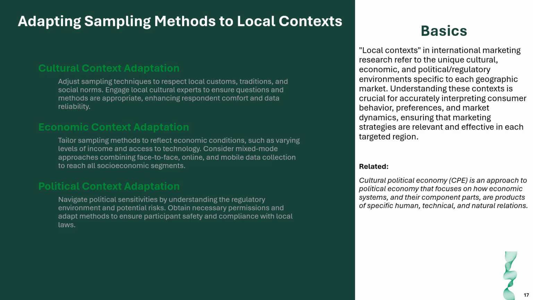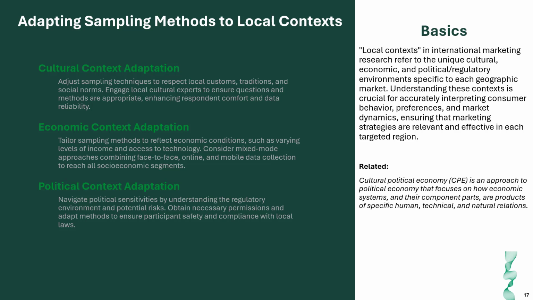As an example, we could start by using focus groups in communal societies where group consensus is valued, ensuring culturally sensitive question phrasing. For economic context adaptation, we tailor sampling methods to reflect economic conditions such as varying levels of income and access to technology. Technology is a big one there, of course. Consider mixed mode approaches combining face-to-face, online, and mobile data collection to reach all socioeconomic segments. For example, in low-income regions, supplementing online surveys with in-person interviews to include participants without internet access would be possibly a great addition to the collection methods.